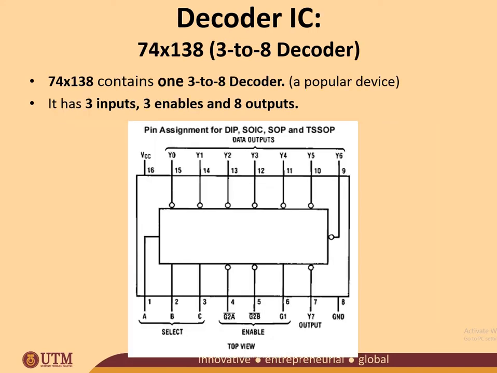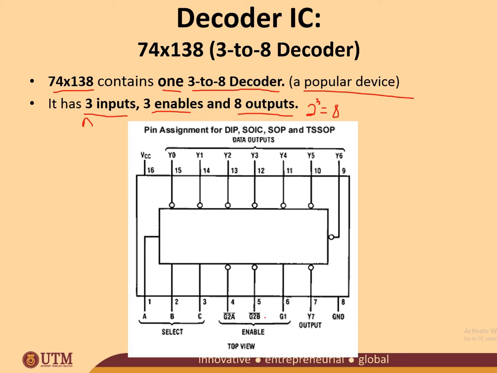Now, the 74138 contains a 3 to 8 decoder. This is a popular device, so maybe a popular question to be asked. I don't know, it depends. It has 3 inputs, 3 enables, and 8 outputs. So this one we know: the inputs are why we have 8 outputs.